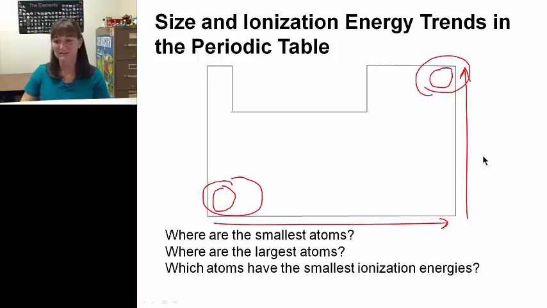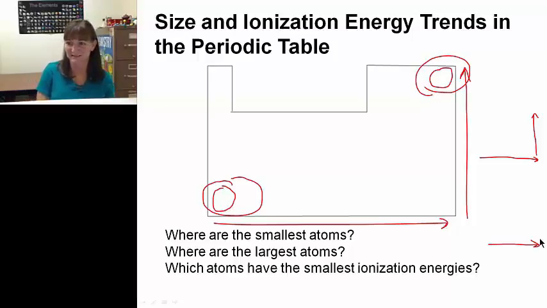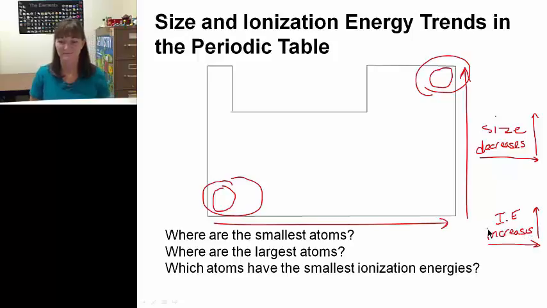Okay, if I was going to make a note card or something like that, I tend to like this trend better. So I would say, using this trend, size decreases. It's going to be easier with my pen instead of the mouse. Size decreases, but ionization energy increases.